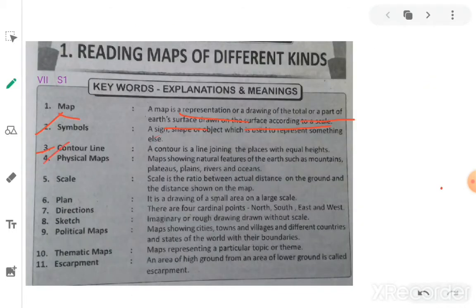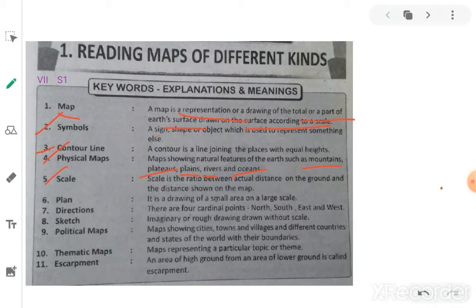Second one is physical maps. Maps showing natural features of the earth, such as mountains, plateaus, plains, rivers, and oceans. Here, these physical maps, different types of maps we studied already. Political maps, physical maps, thematic maps, like this. So in this map we can locate the mountains, physical features of India or any country or world, to locate the mountains, plateaus, plains, rivers and oceans. So this map is called a physical map. Next one is scale.